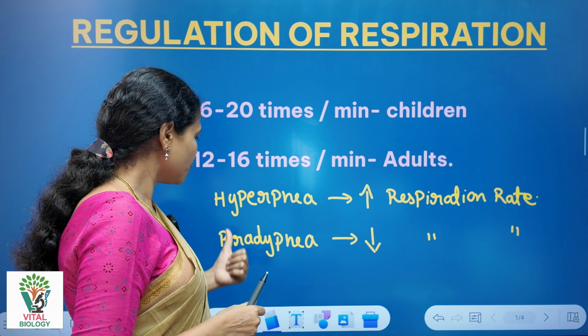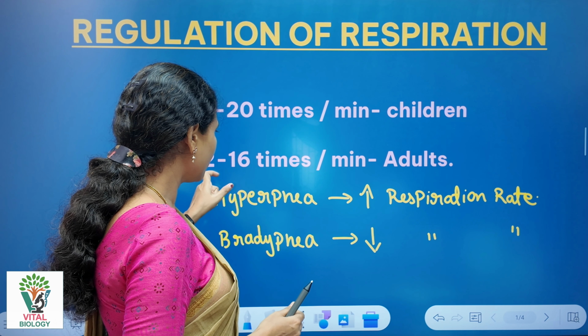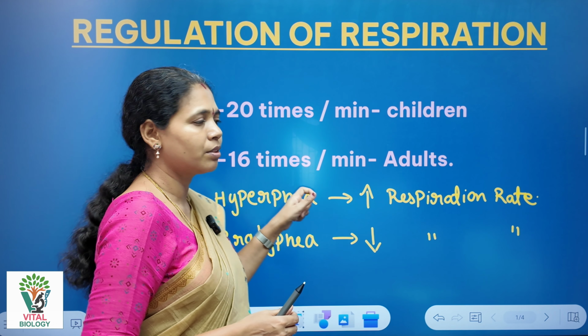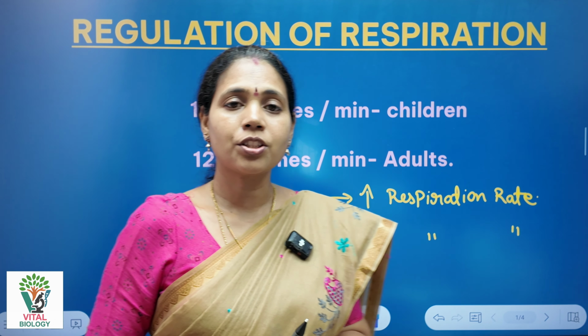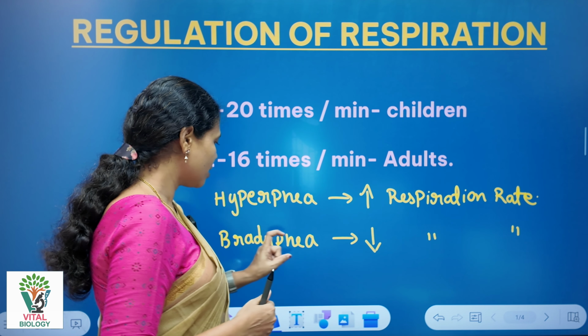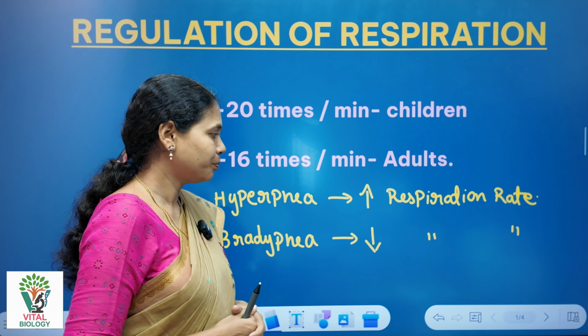The opposite word is bradypnea. Bradypnea means there is a decrease of the respiration rate, that is, the respiration rate is less than 12 to 16 times per minute. The reasons are some obstructive pulmonary disorders, or sometimes some neurological disorders. In those situations, the respiration rate may decrease below the normal respiration rate.